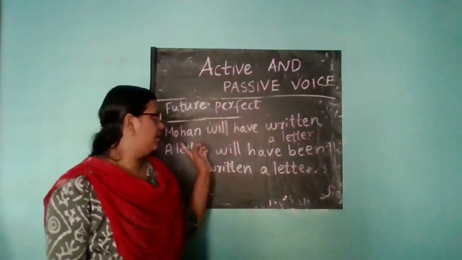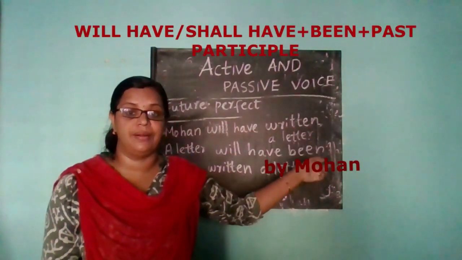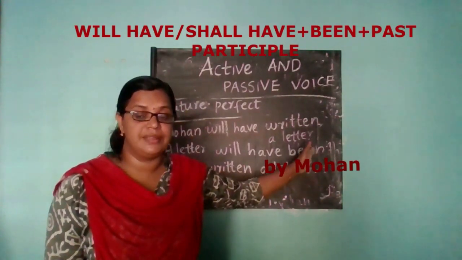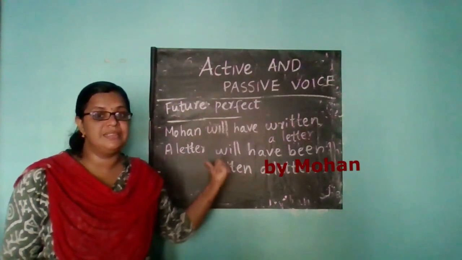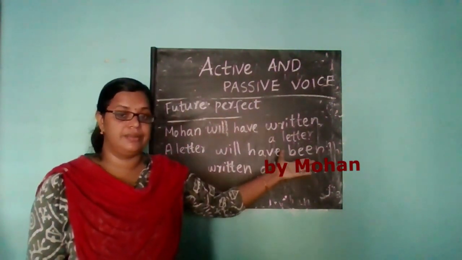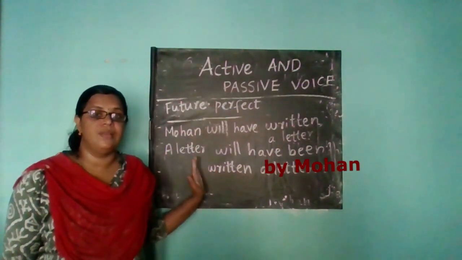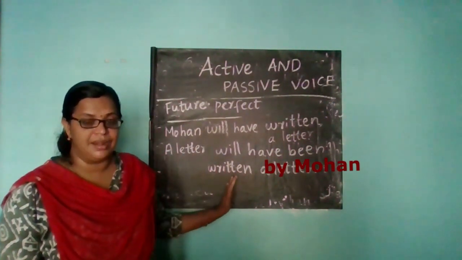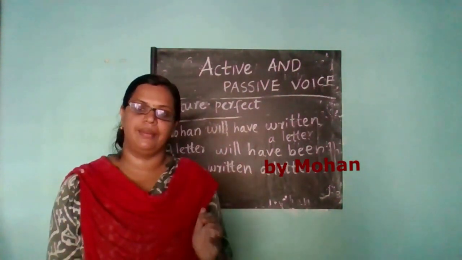Okay. Mohan will have written a letter. Which is the object? A letter. So take that object and place that object in the subject place. Take that object and keep that object in the place of subject. A letter will have been written by Mohan.